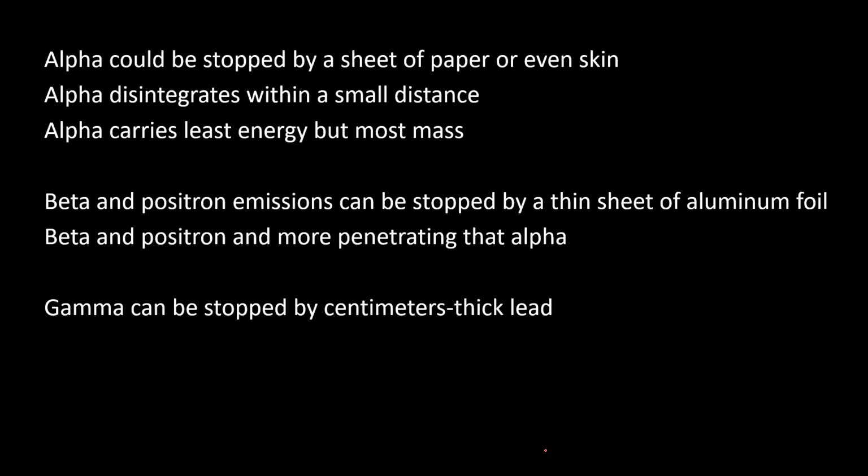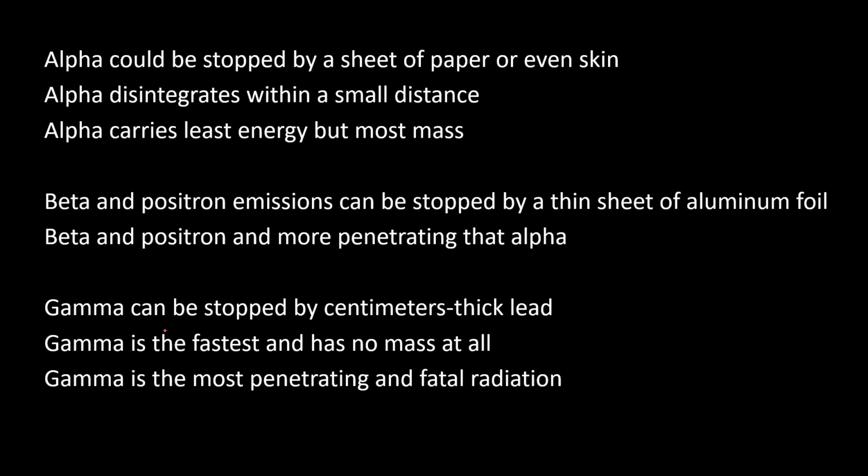Gamma can be stopped by centimeters-thick lead or very thick concrete. Gamma is the fastest and has no mass at all. So, the fastest is gamma. The most massive is alpha. The slowest is alpha. The least massive is gamma. Gamma is the most penetrating and dangerous. It could cause instant cancer.